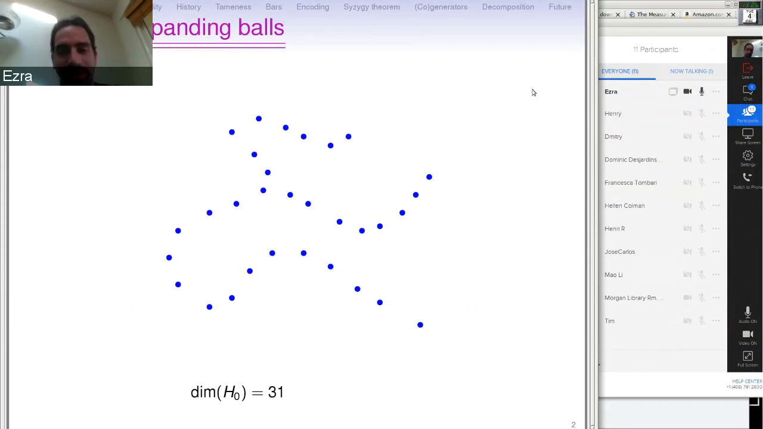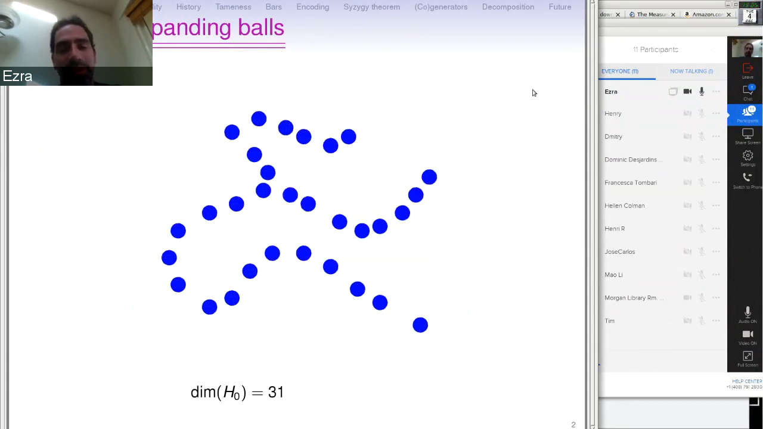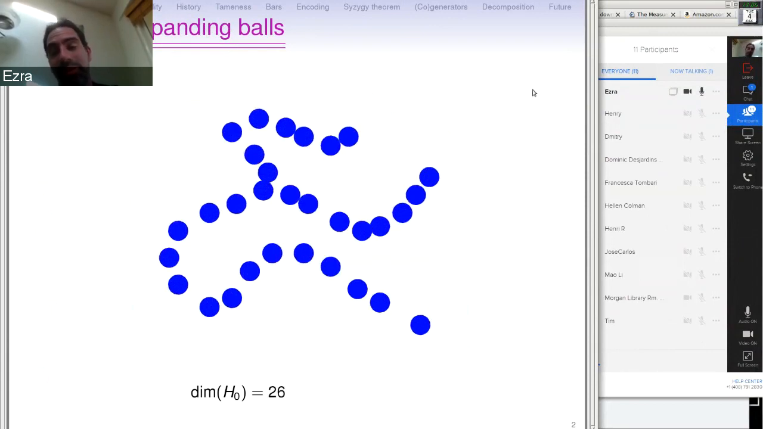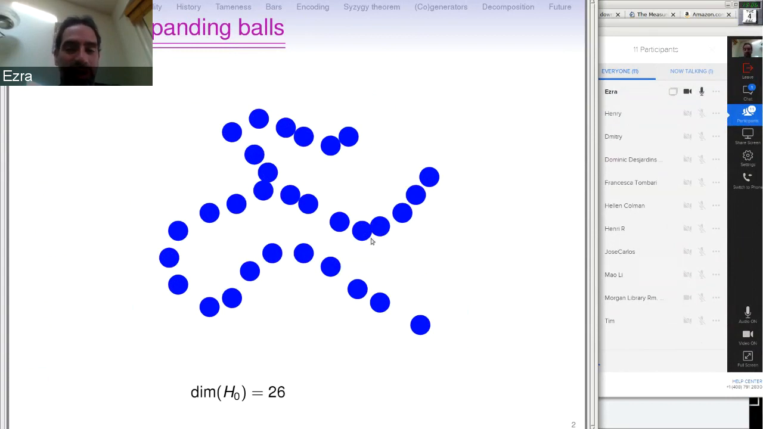There are 31 of these disks. And then you start expanding them. There's still 31, now there's 26. And the map on homology sends the basis vector for this one and the basis vector for this one, it sends them both to the basis vector for this connected component. That's the map on homology. So that's the persistent homology there.